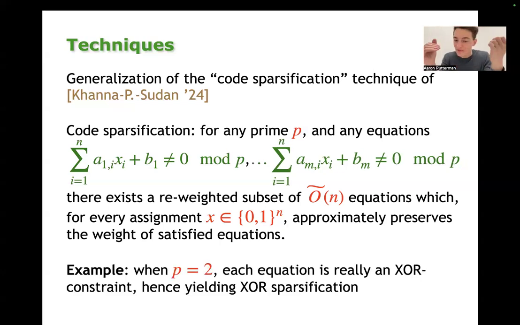As an example, when p equals 2, each equation is just measuring the parity of this subset of variables that you're looking at. Does it equal 0 or does it equal 1? And so in this sense, code sparsification, when the prime p equals 2, is exactly just capturing XOR sparsification.